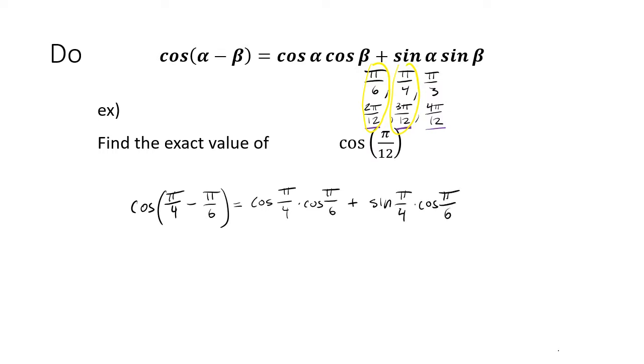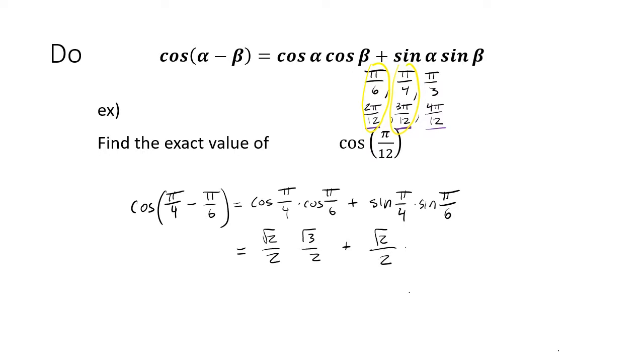And we can do all four of these things, right? The cosine of pi over 4, square root of 2 over 2. The cosine of pi over 6, square root of 3 over 2. Plus sine of pi over 4, square root of, sorry, I did a typo over here. That's a sine. Okay, sine of pi over 4, square root of 2 over 2.